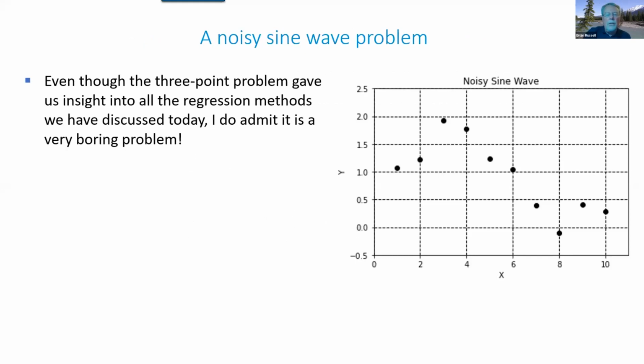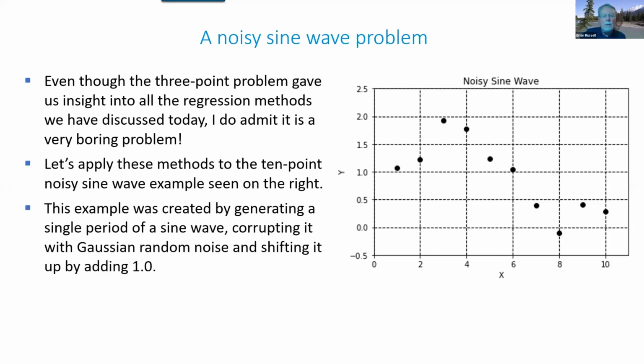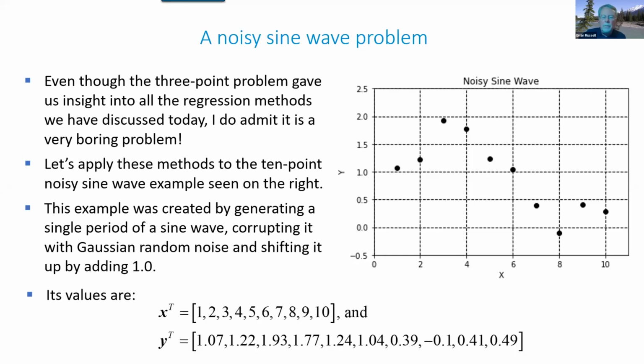All right, so even though that 3-point problem gave us insight into all of the regression methods we've discussed today, I do admit it's a very boring problem. So here's a more interesting problem: a 10-point noisy sine wave. This problem was suggested by Bishop, and I'll give you the reference to Bishop's book. It's one of the classics in machine learning. I generated a single period of a sine wave, corrupted it with Gaussian random noise, and shifted it by adding 1. So here are the actual values, the 10 points for the X values, and there are the actual Y values.